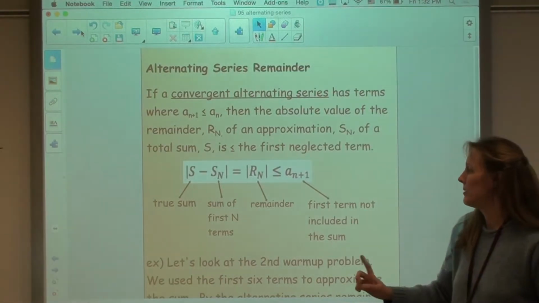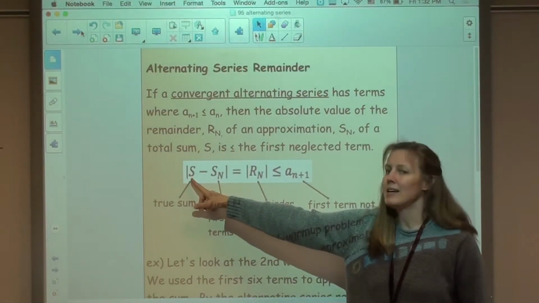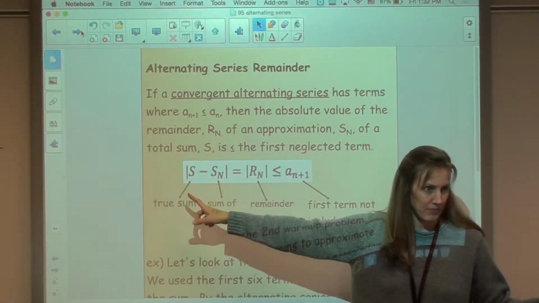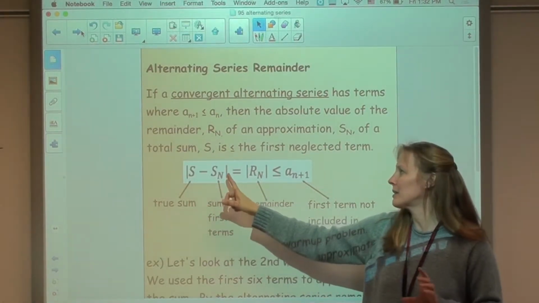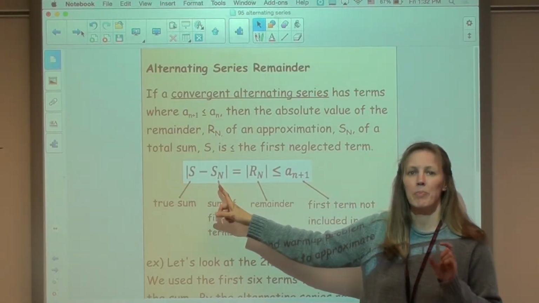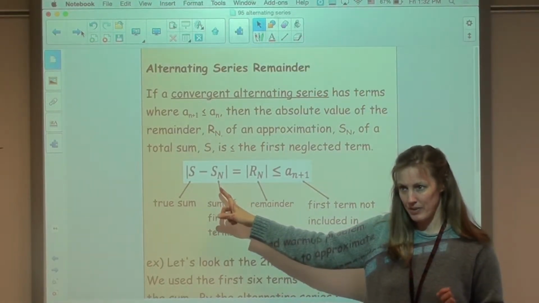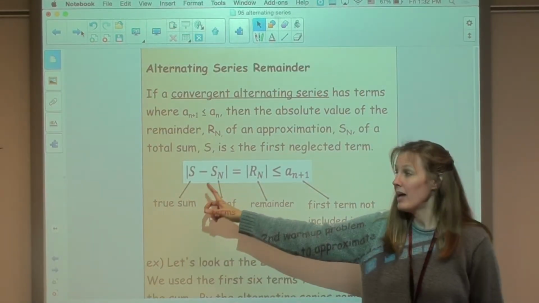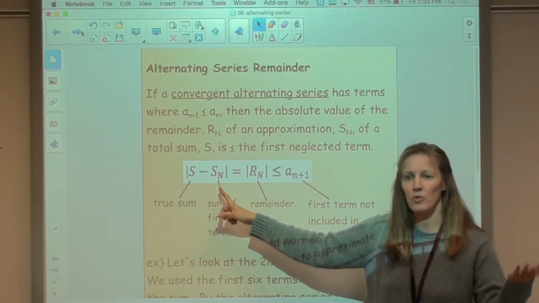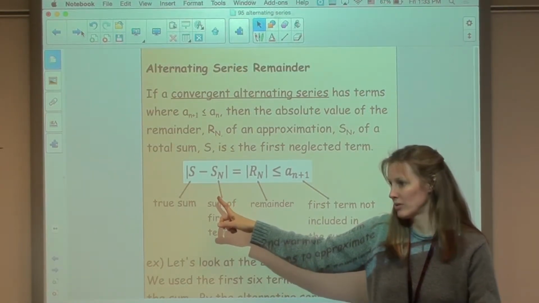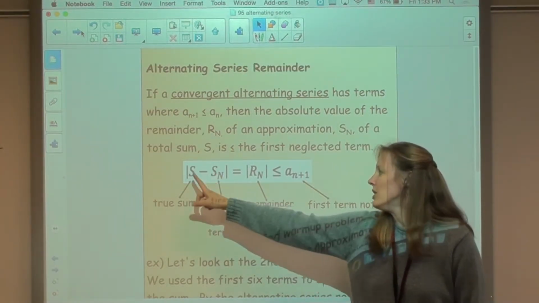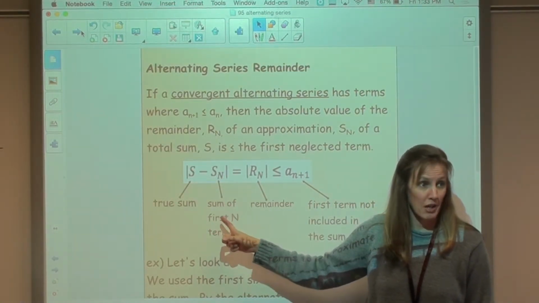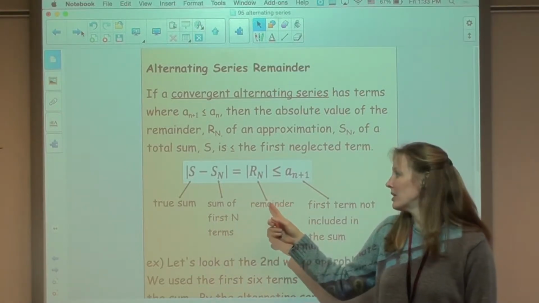Here's what it says. Let's say that S is the true and exact sum of the series, and let's say S sub n is the nth partial sum of the series. So S would be the sum of all infinity terms. S sub n is the sum of the first however many, let's just say 10 terms. If you were to take the true sum and subtract the nth partial sum, the amount that's left is called the remainder.